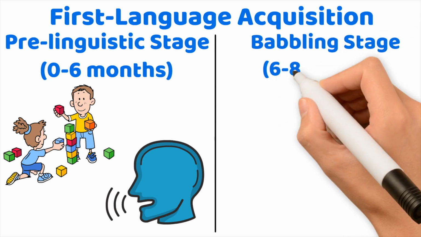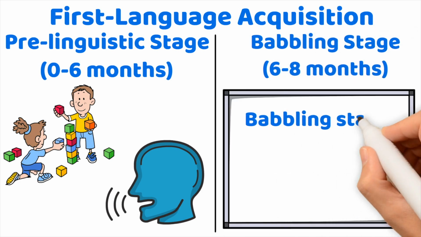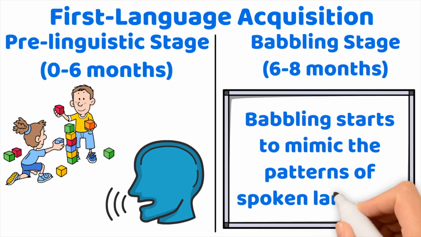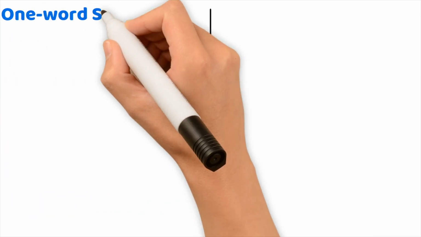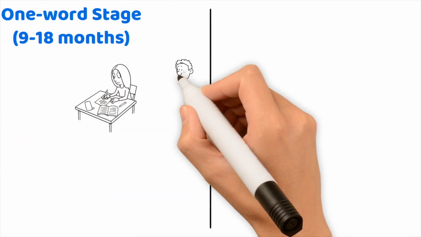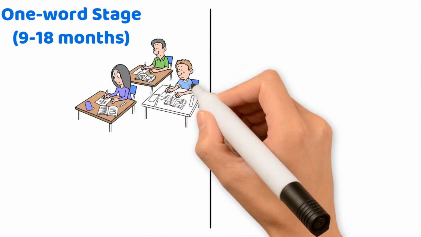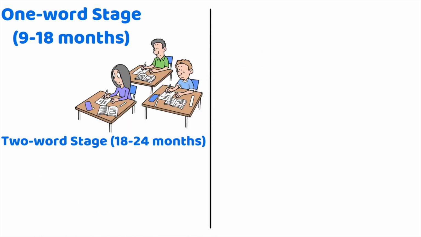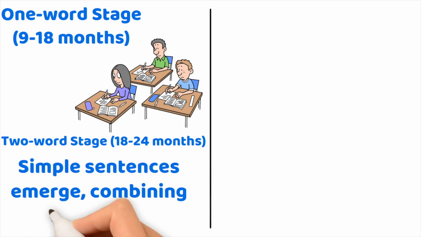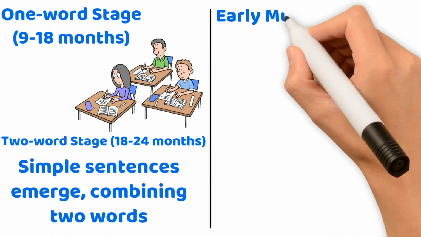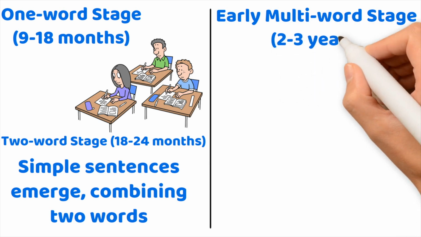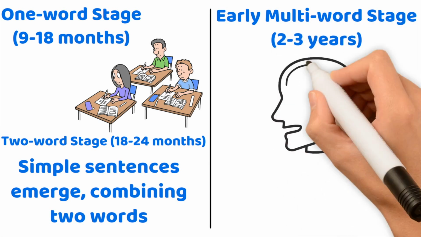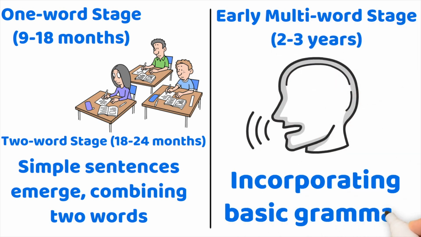In the babbling stage, 6 to 8 months, babbling starts to mimic the patterns of spoken language. Then, at the one-word stage, 9 to 18 months, children begin using single words for communication. Next, at the two-word stage, 18 to 24 months, simple sentences emerge, combining 2 words. And finally, at the early multi-word stage, 2 to 3 years, more complex sentences develop, incorporating basic grammar.